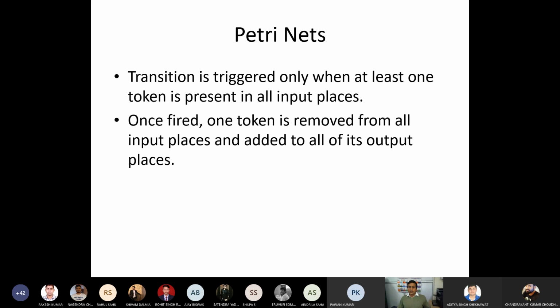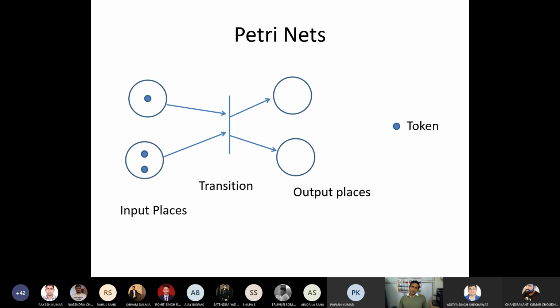Any doubts so far? Okay, so a transition is triggered only when at least one token is present in all input places. That is what I told you before also. The input places of a particular transition should have at least one token, and only then can that transition be fired.